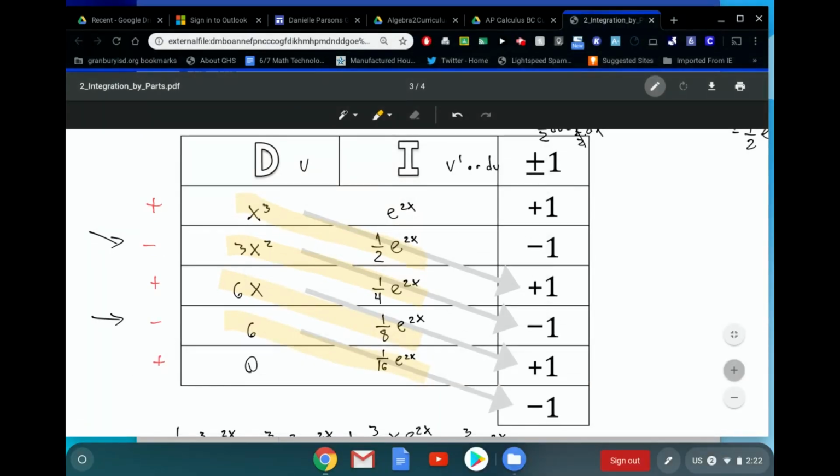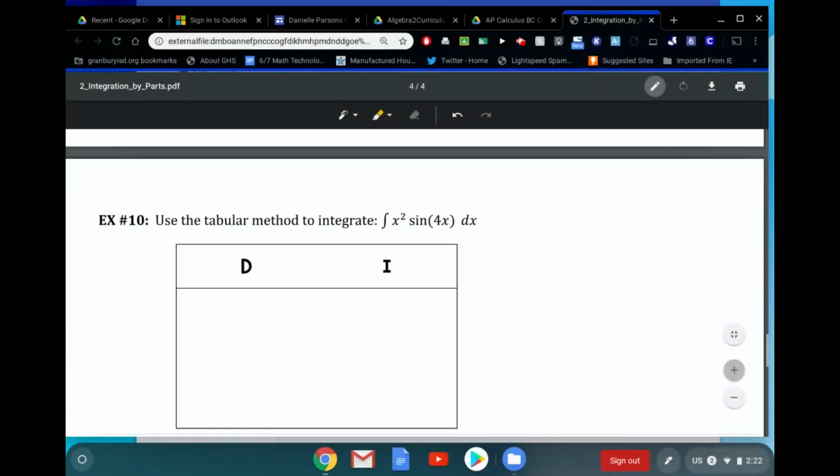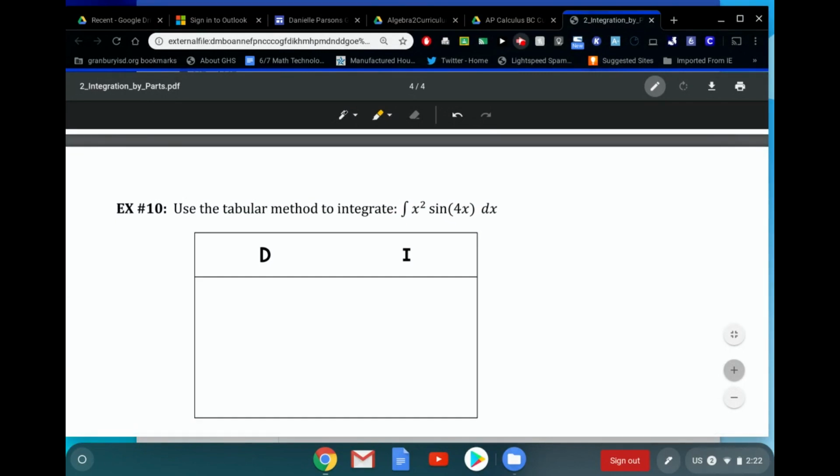All right, just give me just a second. Let's go on to the next part where we're just going to use the table method again. So hang on just a second.